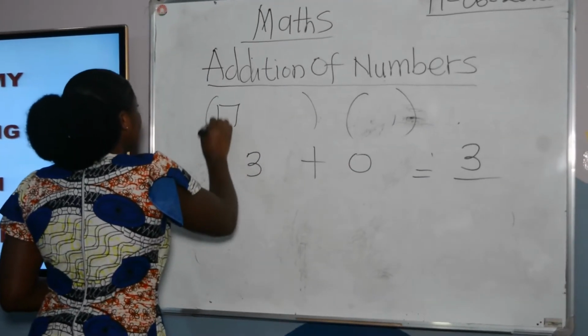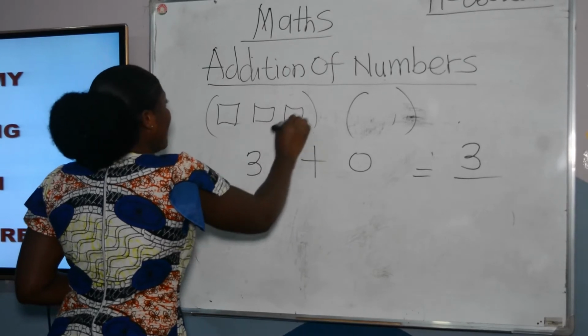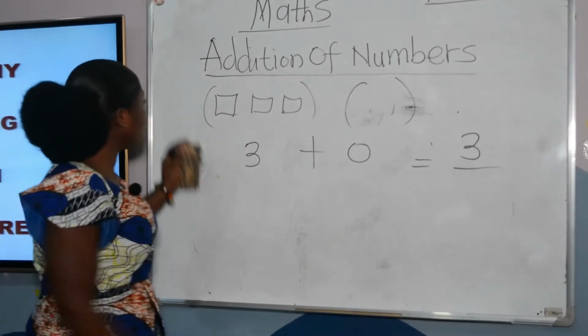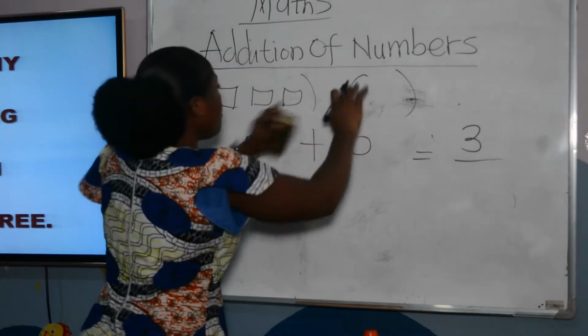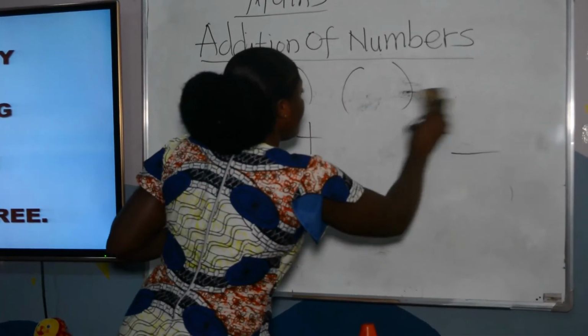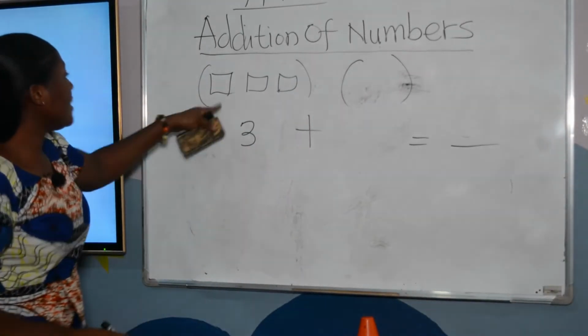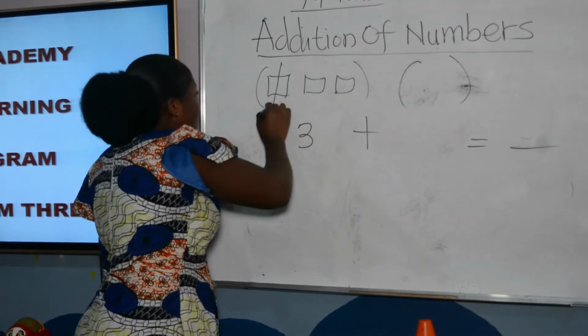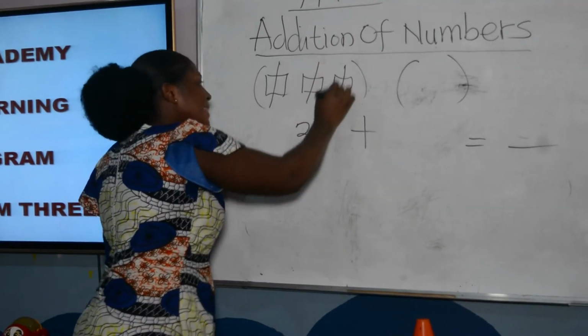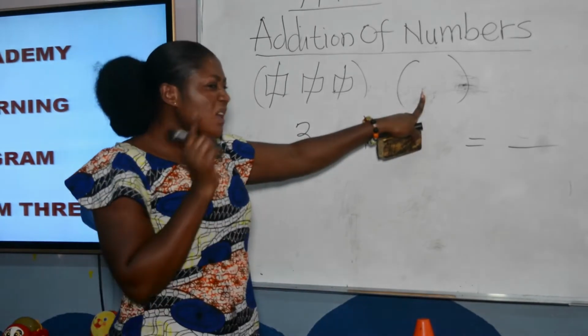We have 3 squares here. But here we don't have anything there. This is group A, group B. But group B, there is nothing there. Okay? So now we are going to count it. Let's go. 1, 2, and 3. But here, there is nothing there.